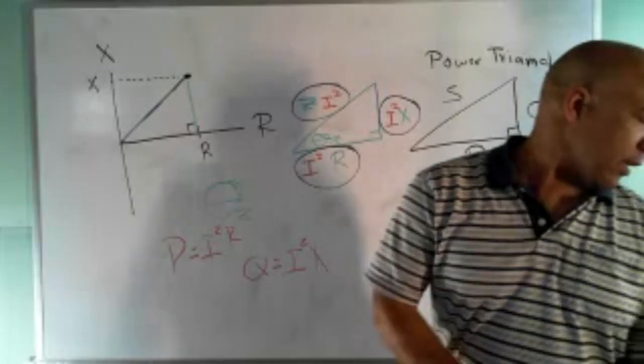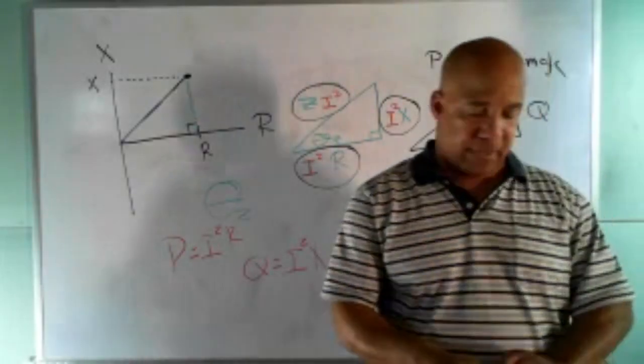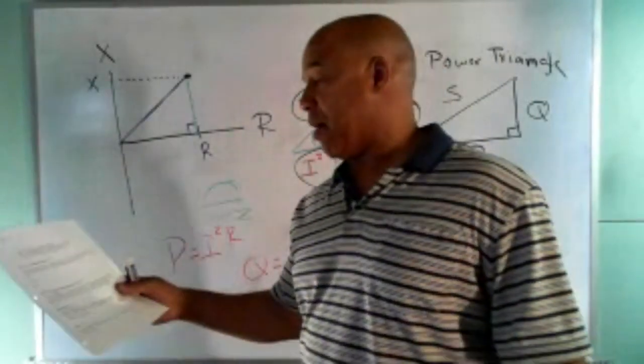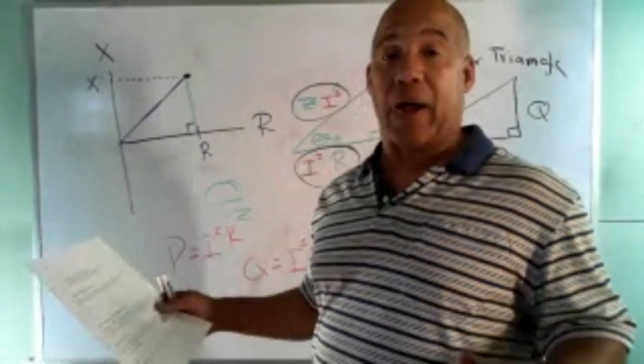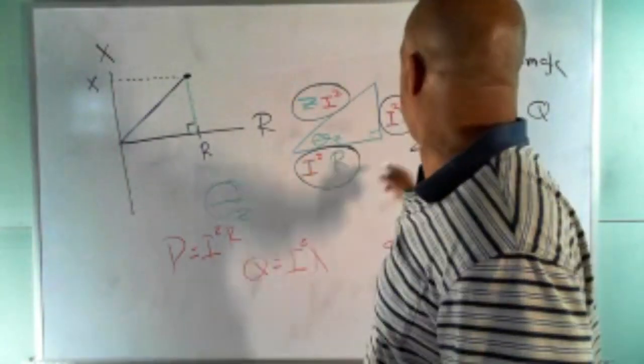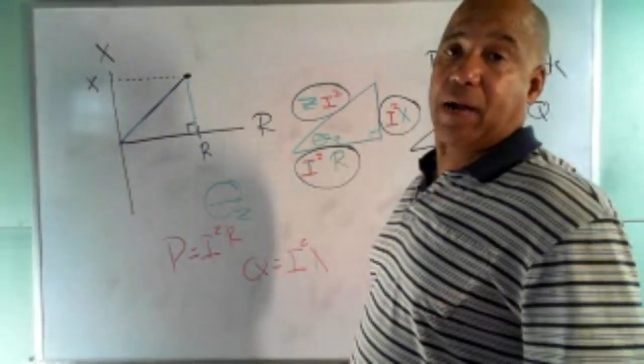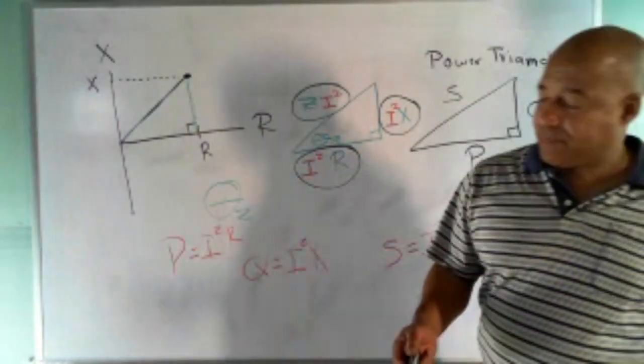And that's what they mean on this paper. It says that apparent power is determined by the power triangle. So if I want to know the apparent power, I got to use the power triangle. So what do I mean by that?